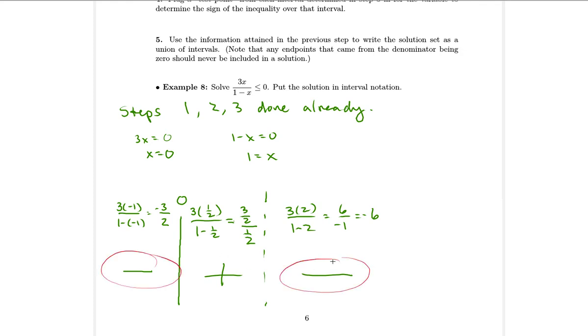So here's our solution. -infinity up to 0. But this was solid, right? So I'm going to use a bracket on that. And then 1 up to infinity, but I see the dashed line. Reminds me, oh yeah, don't include 1. Use parentheses instead.